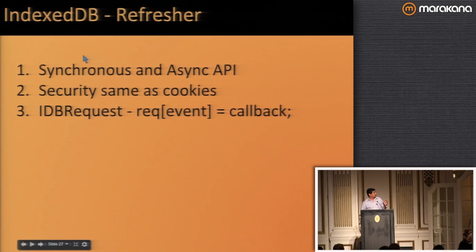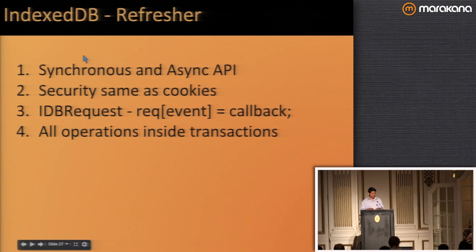And the whole concept of IndexedDB revolves around a request. So what you do is you say, I want to open an object, and what IndexedDB will give you back is a request. And on the request, you say request.onsuccess, do something, request.onerror, do something else. The whole of the IndexedDB API revolves around this concept of requests.